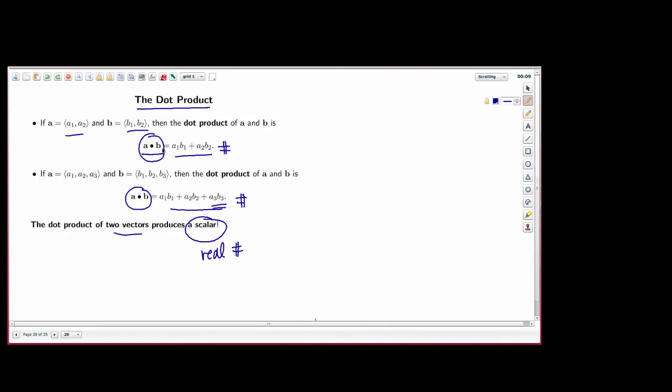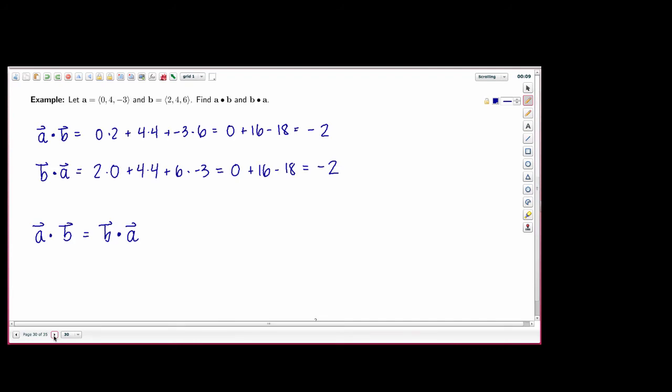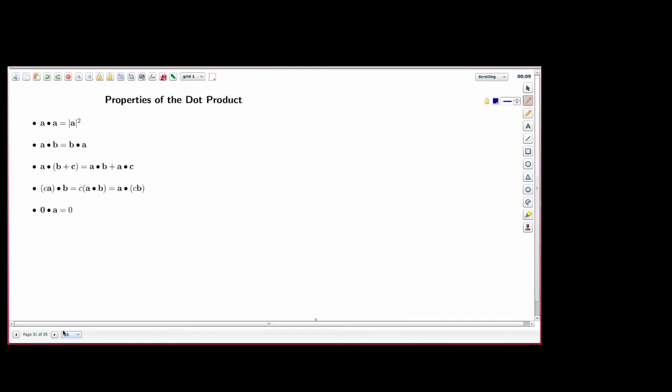If we look at the definitions, if we do B1 A1 plus B2 A2, we're going to get the same thing as A1 B1 plus A2 B2, and similarly in three dimensions. So A dotted with B is equal to B dotted with A. And that's this property of the dot product that I've listed here.